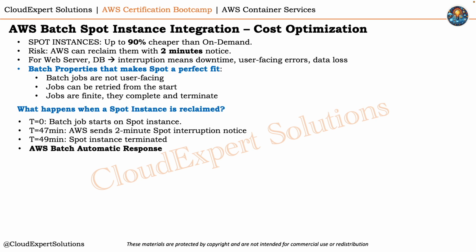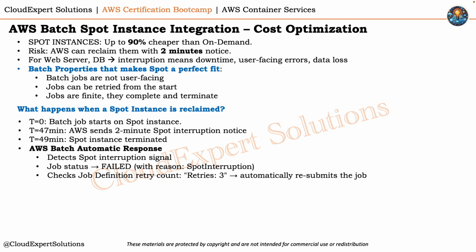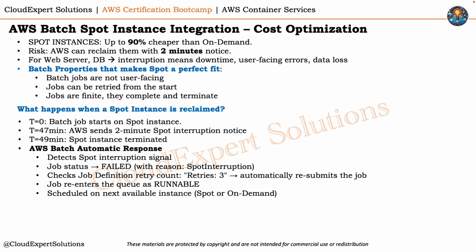When a Spot instance running the batch job is reclaimed, Batch detects the interruption signal and marks the job as failed with reason Spot interruption. Then it will check the retry configuration in the job definition and automatically requeue the job. The retry job will be picked up on the next available instance. If you have checkpointing implemented, then the job will resume where it was interrupted. From a result perspective, the job completed, it just may have run on 2 different instances. Your application code never needs to handle this type of interruption or retries explicitly.